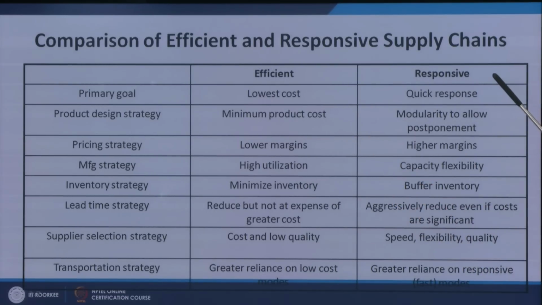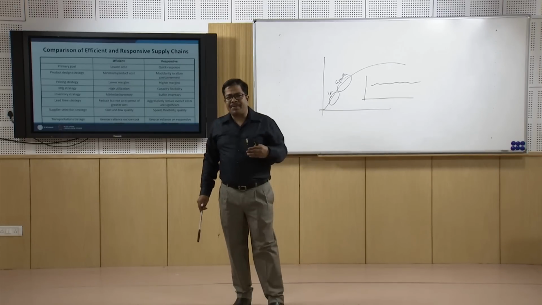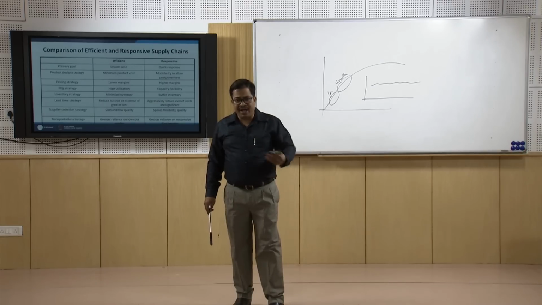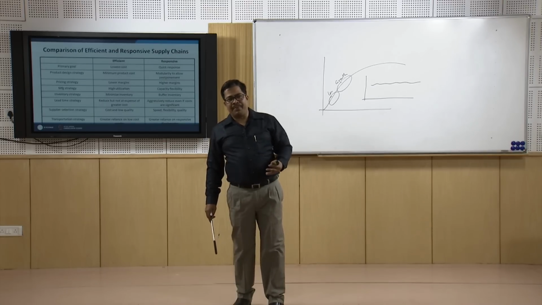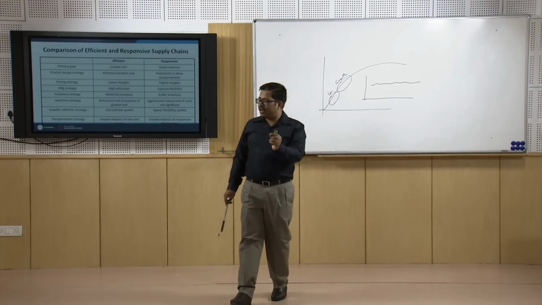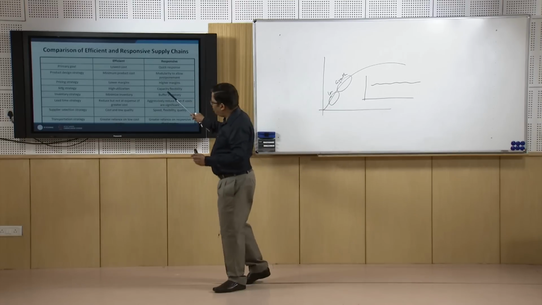In the case of a responsive supply chain, we want to give quick response. The meaning of quick response is normally with respect to time, that you need to fulfill the customer's requirement with minimum time. So, how fast you can fulfill the requirement, how much you can reduce the lead time, that is very important in our responsive supply chains. So, this is the primary objective.